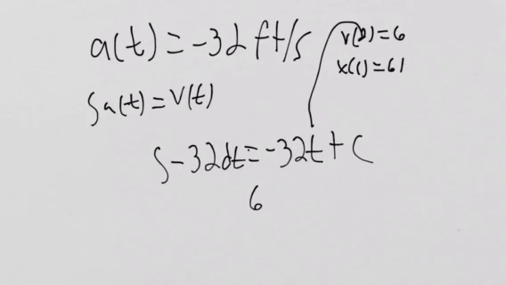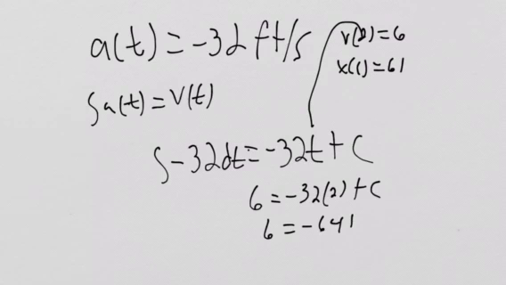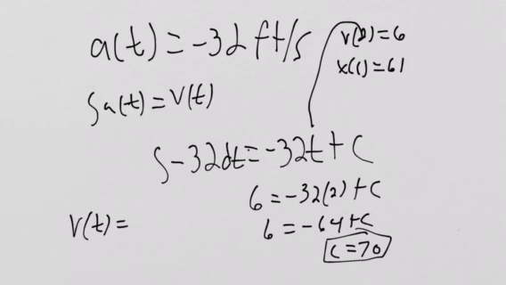So we have 6 equals negative 32 times 2 plus c. 6 equals negative 64 plus c. So then c is going to be equal to 70. So now I know that my velocity function is negative 32t plus 70.